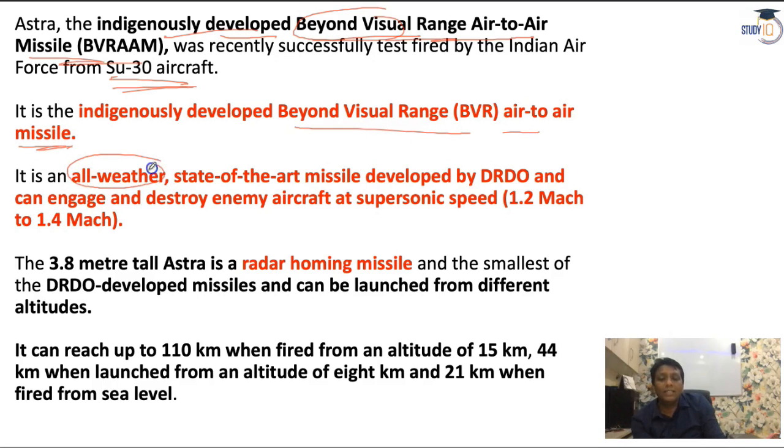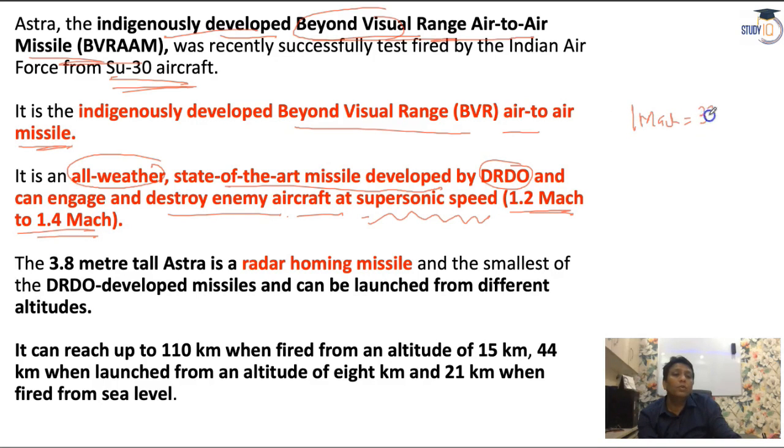It can be used in all weather conditions, a state-of-the-art missile developed by DRDO, and can even engage and destroy enemy aircraft at supersonic speed. What is the supersonic speed? 1 Mach to 1.4 Mach. You know friends, 1 Mach is equal to 332 meters per second. So now you understand how to calculate 1.2 times 332 and 1.4 times 332. See, this Astra is also equipped with radar homing. The DRDO developed this missile and it can be launched from different heights. If you launch this missile from a 15 kilometer height, then it can go up to 110 kilometers. So at different heights, it can carry different distances.